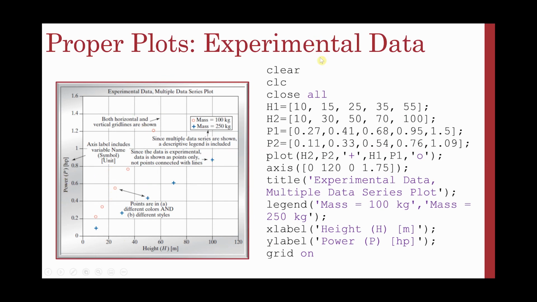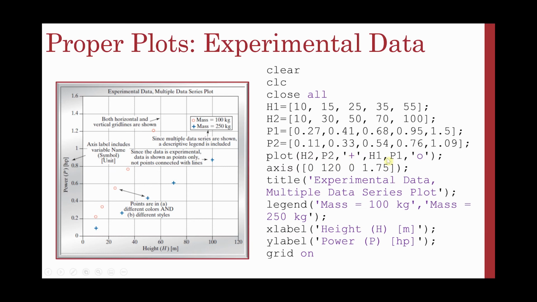So let's dissect the code that we use to create this. We use some bookkeeping in the beginning. The first thing I have are my H values for my first series, then my H values for my second series. I have my power values for my first series, my power values for my second series. Then I did my plot command. First I plotted H2 and P2, and I said I want them in plus signs.